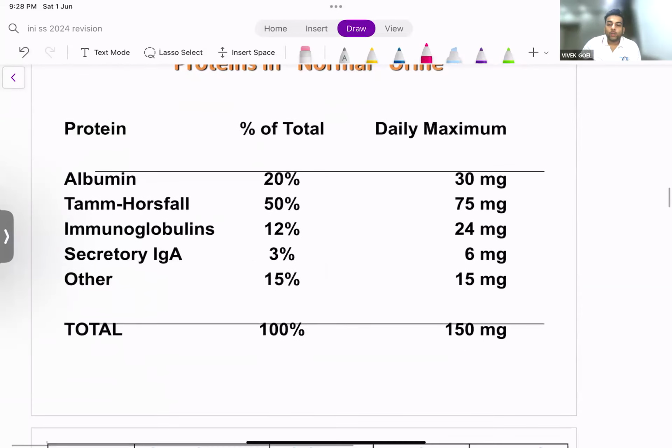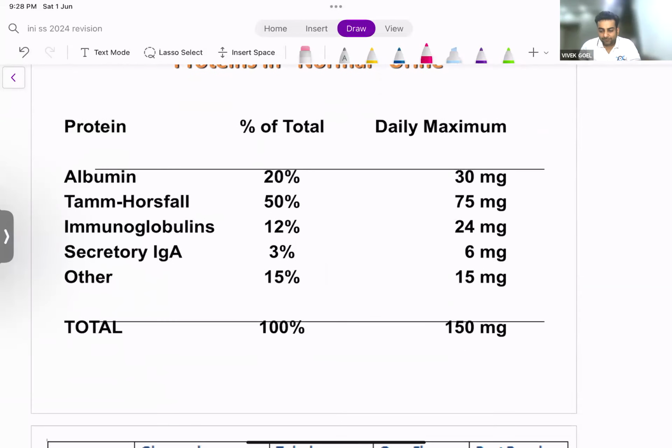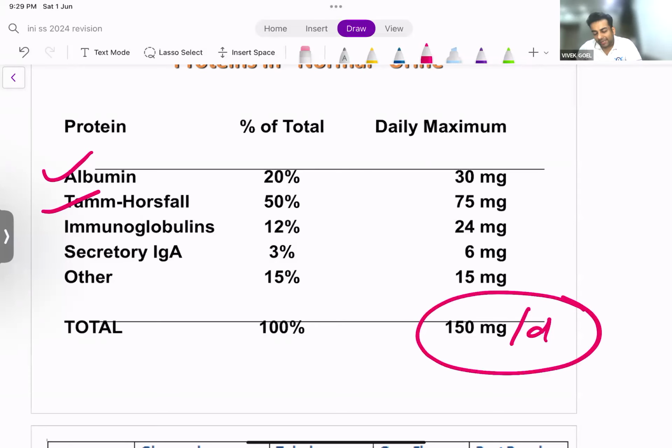Now, what are the proteins in normal urine? You know that 20% of the proteinuria, up to 30 milligram per day, is constituted by albumin. 50%, that is 75 mg per day, could be your Tamm-Horsfall protein or uromodulin. Others are immunoglobulin, secretory IgA, and your urokinase. So these are the normal proteins in the urine. So to say, the normal maximal protein excretion in an adult is 150 milligram per day, out of which 75 mg is Tamm-Horsfall and less than 30 is albumin. And the rest minimal portions are formed by other proteins. So this is the normal physiological protein excretion in an adult.